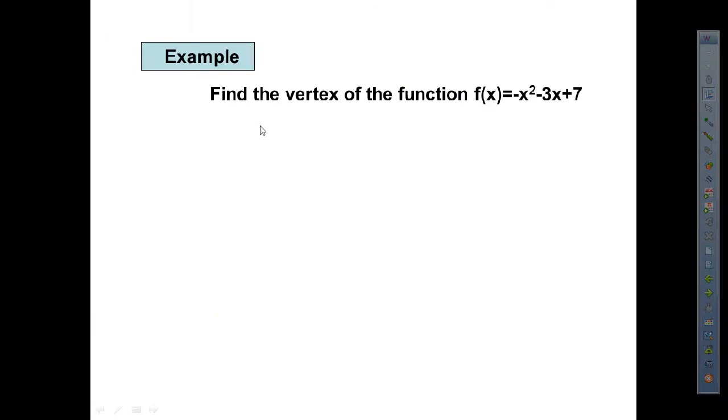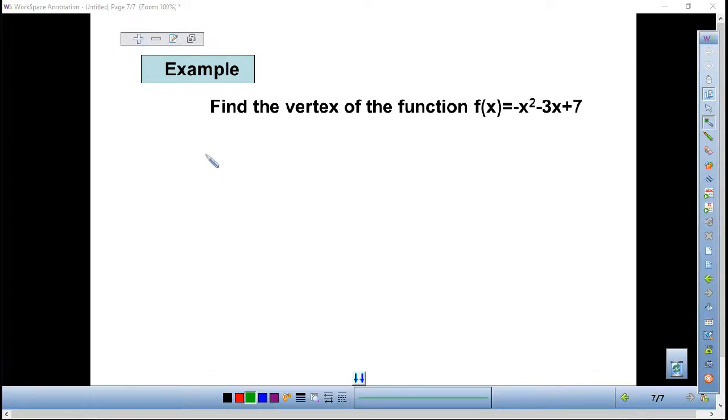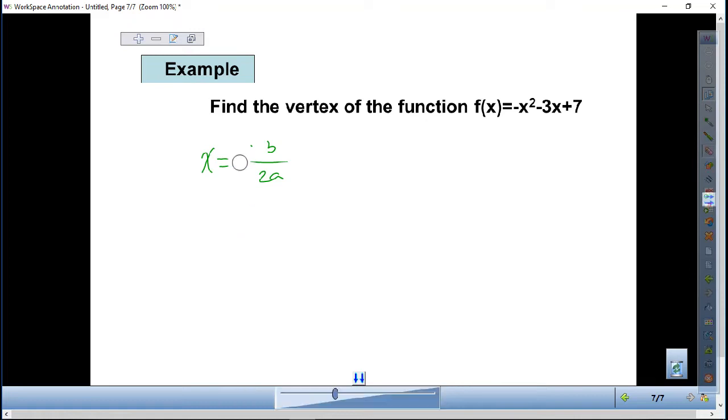Alright, so here's an example. Let's find the vertex of the function f of x equals negative x squared minus 3x plus 7. So we need to find the vertex, which means we're going to start off with finding the x component of the vertex, which is negative b over 2a. And guys, you're going to see the equation with a negative out here. You're going to see it with a negative up here. It doesn't matter as long as you only apply the negative in one place. You could even put the negative down here if you wanted to.